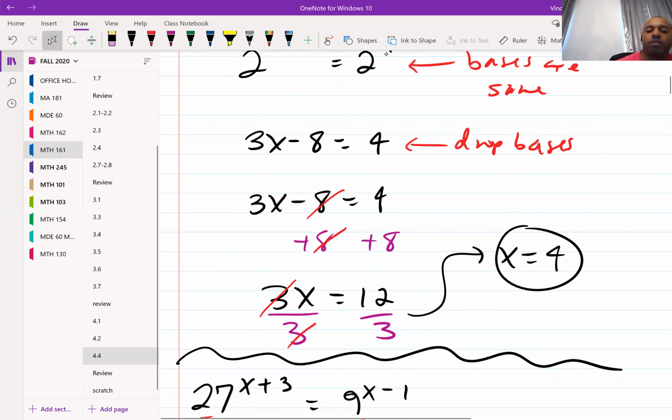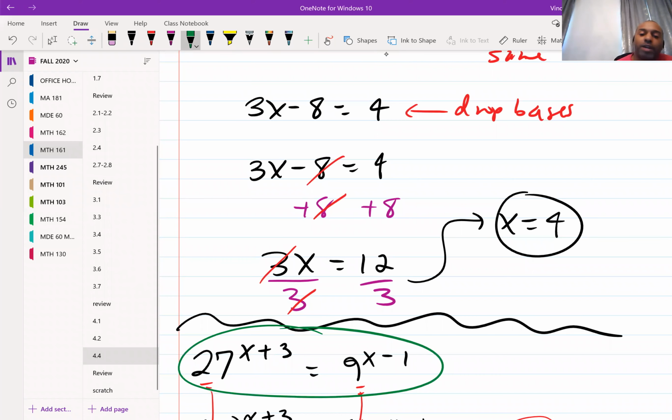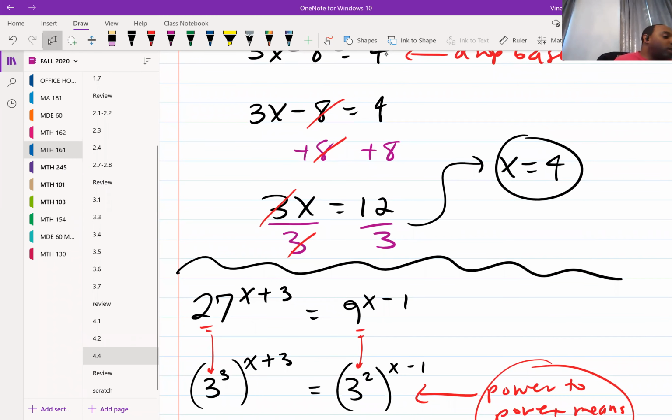All right, let's look at another one. Down here we have 27 to the x plus 3 power equal to 9 to the x minus 1 power. If we're trying to change them to the same base, we need to either change the 27 to a 9, change the 9 to a 27, or change them both to a power or multiple of the same base. So we can change 27 to 3 cubed and 9 to 3 squared, so they both are multiples of 3.